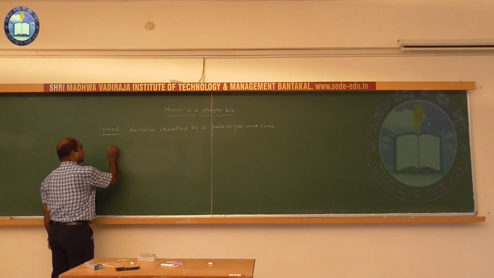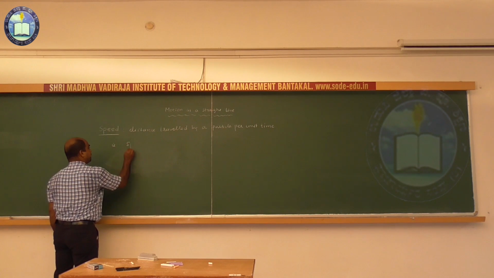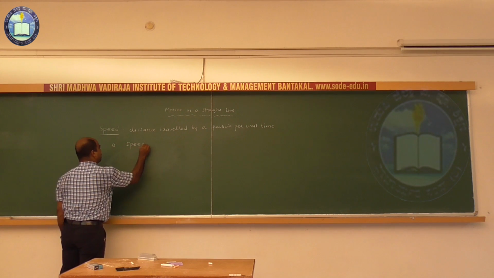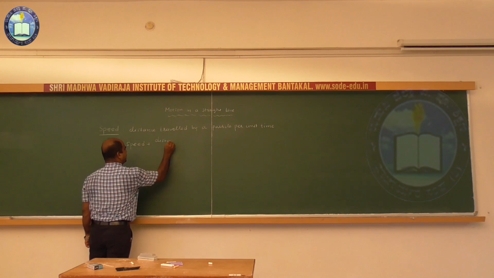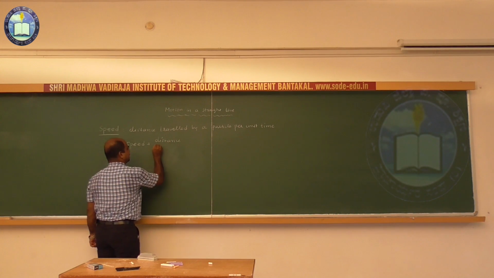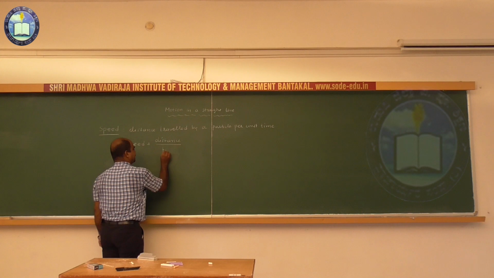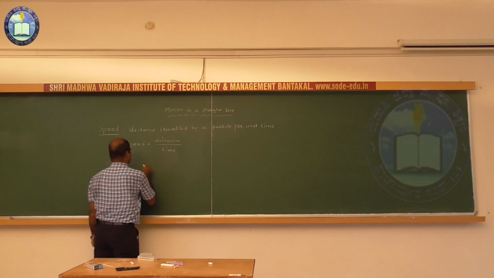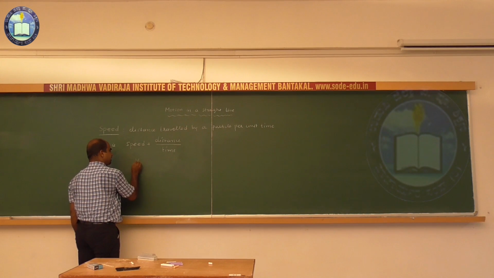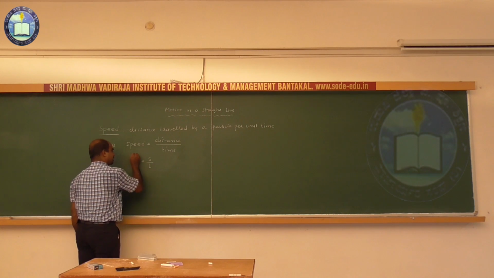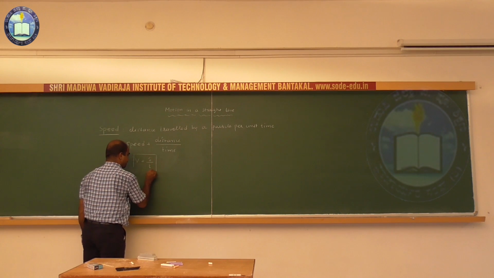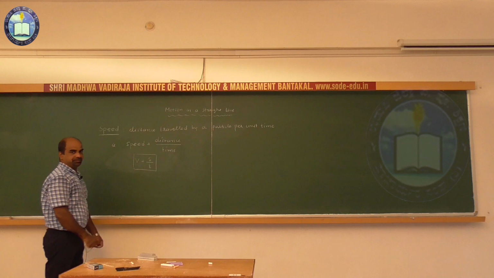That is, speed of a body is given by distance divided by time taken. Means distance by time. That is, V is given by S divided by T. It is the mathematical expression for the speed of a moving body.